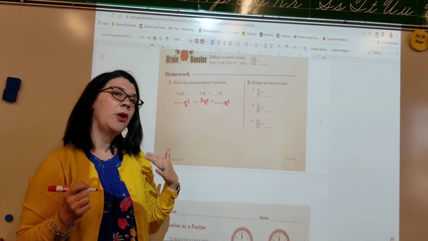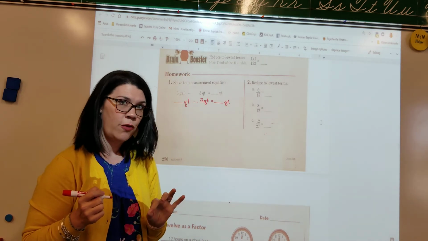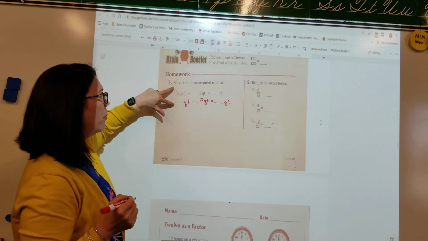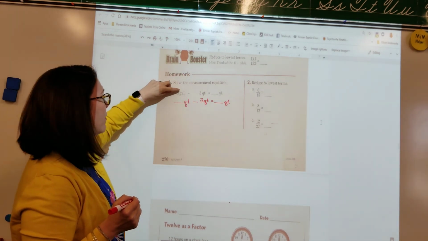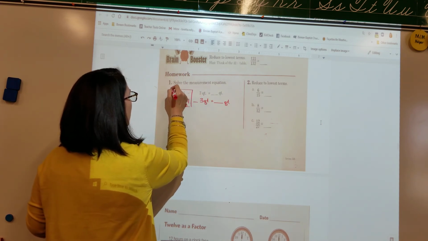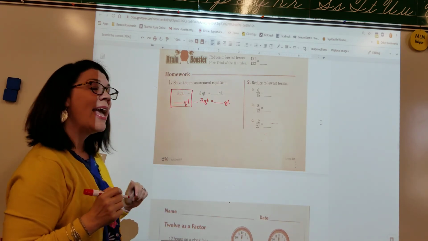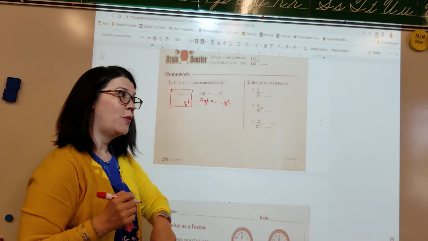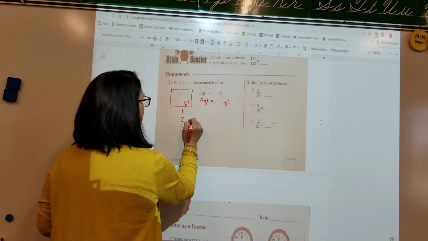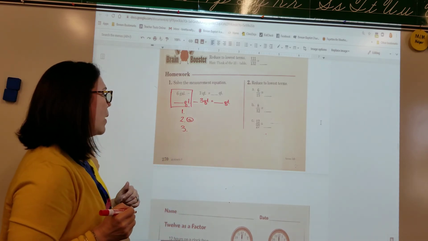Next, I need to put a box around the ones that are different. So looking here, these are the same, these are the same. Oh, but these are different. You see that? We have gallon and we have quart. So we're going to draw a box around that one. Okay, next I have to do my 1, 2, 3. So let me go ahead and write that out. 1, 2, 3. 2 is going to be my special number.